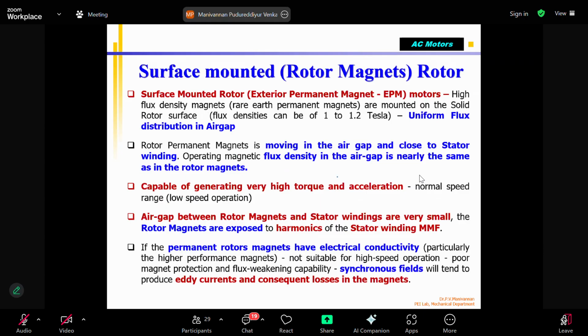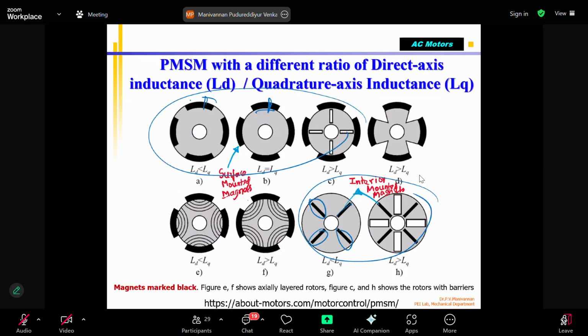Another problem with the surface mounted rotor is the magnets. The air gap between the stator winding and the rotor is very small. Because of that, the rotor magnets will be cutting the stator magnetic flux. If they are very close, what happens if the magnet itself is conducting? Because a permanent magnet can be made with highly, electrically conducting material.